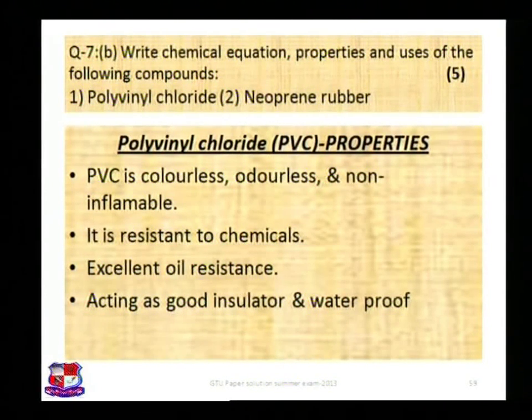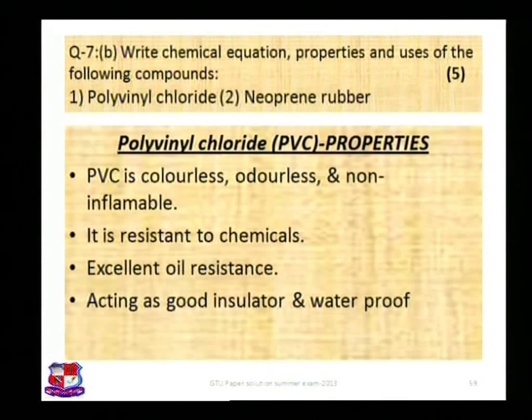Write the chemical equation, properties and uses of the following compounds. You can see here it carries 5 marks. Again, there are 2 subparts in this question. What they have asked is to write the chemical equation, and they have asked for properties and uses.